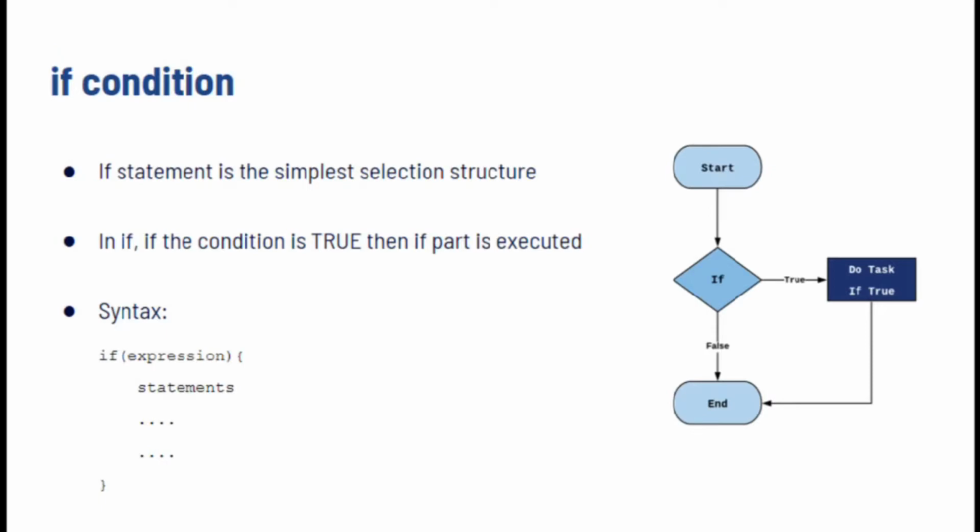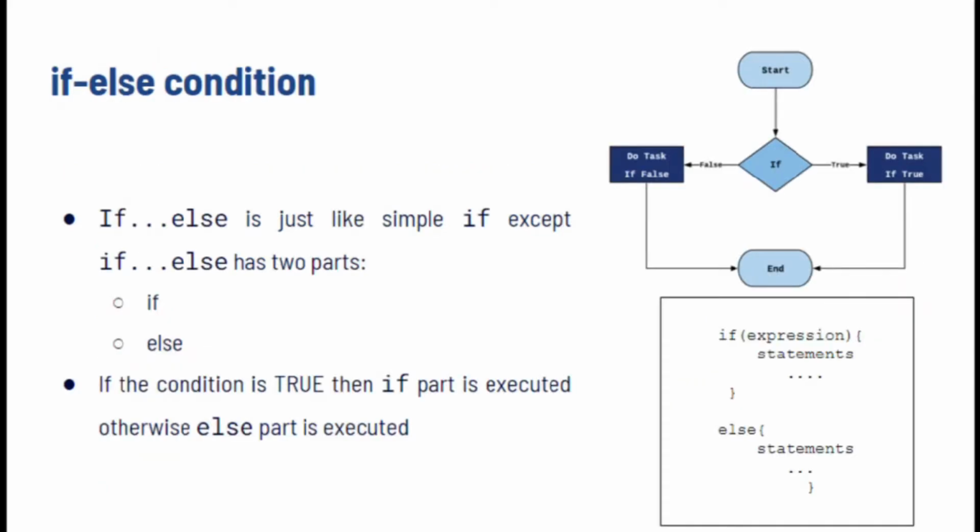Let's start with the if condition. If is the simplest control structure, as you see in the visual. The if structure evaluates the condition. If the condition is true, the code following the if is executed. Otherwise, the code following the if is ignored, and the code after the if structure is executed.